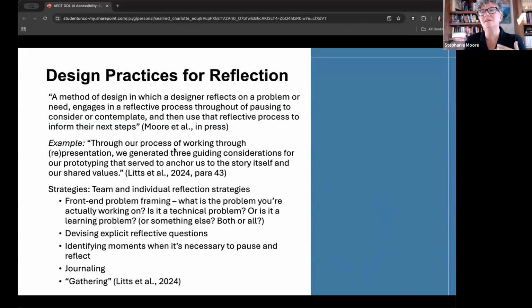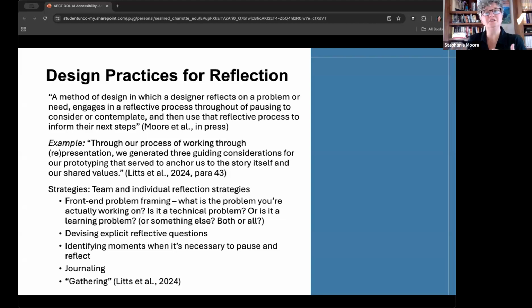And then devising explicit, intentional, reflective questions. So this isn't just abstract pondering, right? What designers are doing is developing specific questions that they ask themselves repeatedly throughout their project to make sure that they're centering those considerations in their process and in their artifacts. And then identifying moments when it's necessary to pause and reflect. We also saw a lot of designers using journaling.